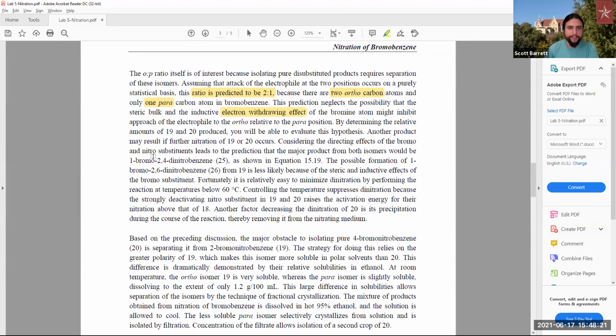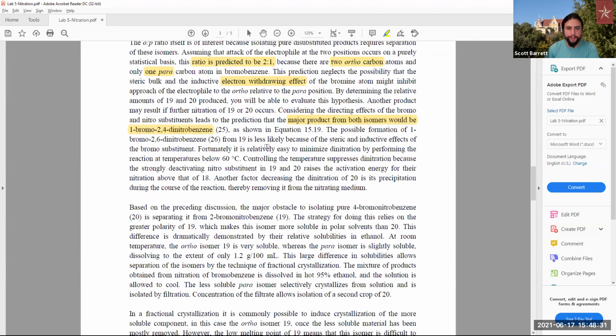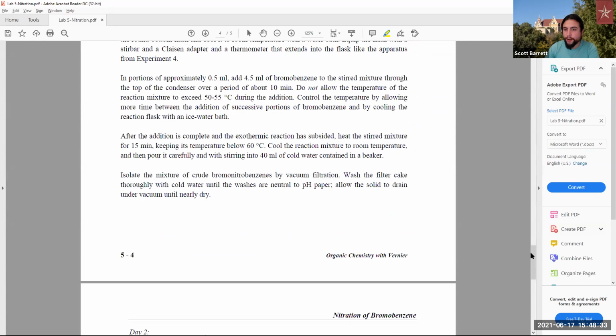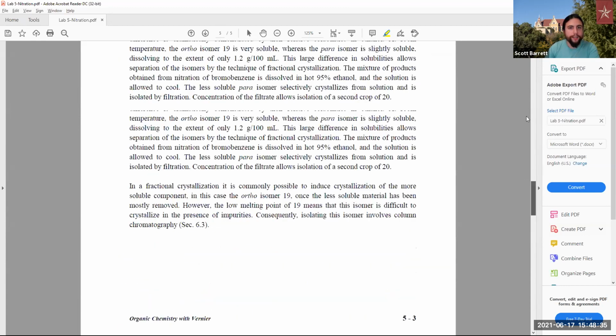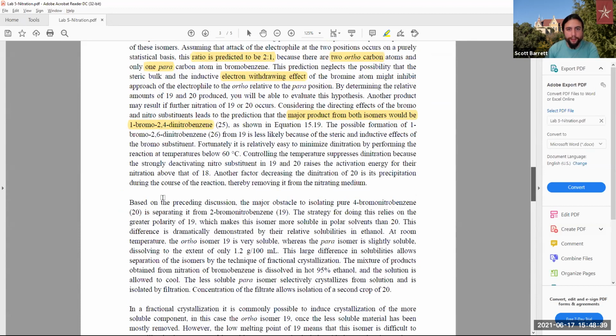Considering the direct effects of the bromo and nitro substituents leads to the prediction that the major product from both isomers would be 1-bromo-2,4-dinitrobenzene. Let me see, where are they talking about these? Okay, now they're just placing numbers without actually having any reference, so that's great.